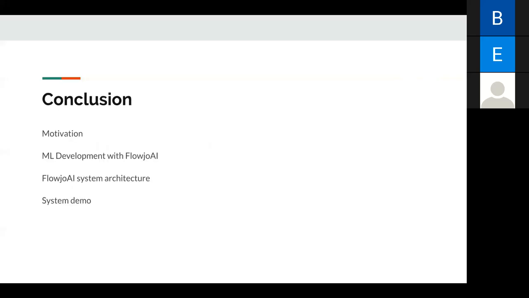So to sum it up, today we talked about the motivation behind FlowJo AI and the impact it has for scientists around the world. We showed how FlowJo AI makes model deployment, machine learning specifically, simpler and easier to use for scientists. Lastly, we talked over the system architecture a bit, the different parts we chose and why we chose them. And then we showed a demo of how the user would ideally be using FlowJo AI inside of FlowJo Prime.